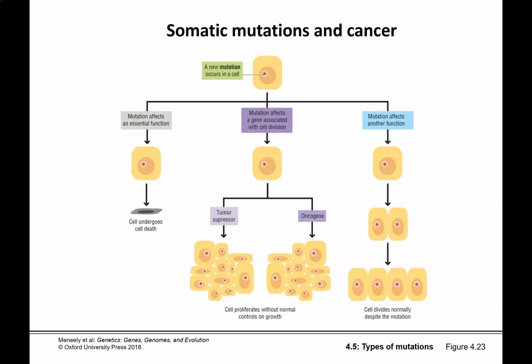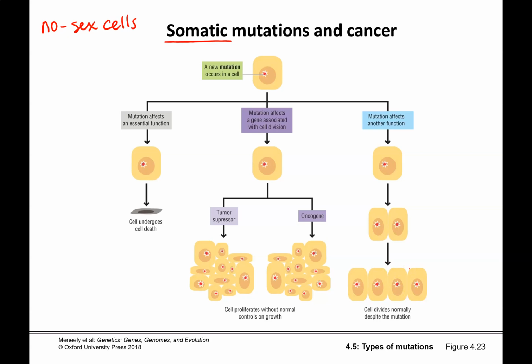So let's say we have a mutation in a somatic cell. So that's our non-sex cells, basically anything besides the sperm or the eggs. Now, if a mutation occurs in that cell, it's going to likely affect some process within that cell. If that mutation affects an essential function for the cell, that cell is just going to die. That mutation is not going to be passed on because that cell simply cannot function. But if it affects a non-essential function, that cell will continue to survive and continue to pass on the mutation.